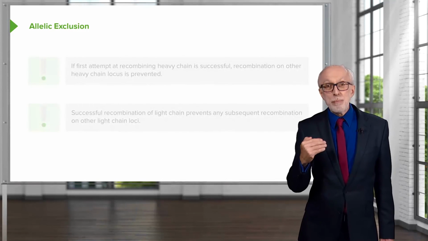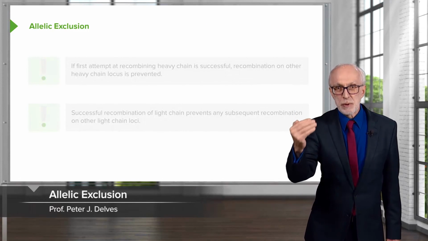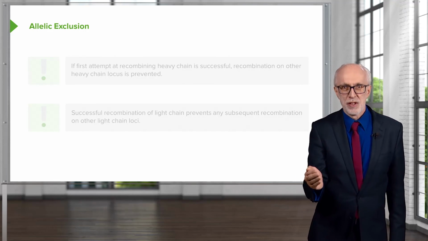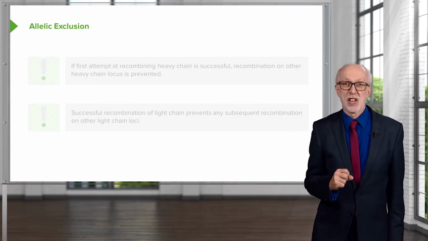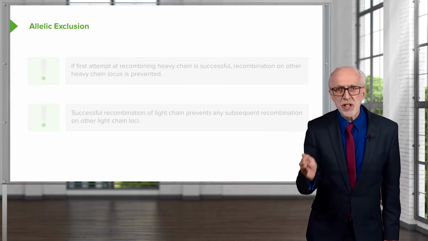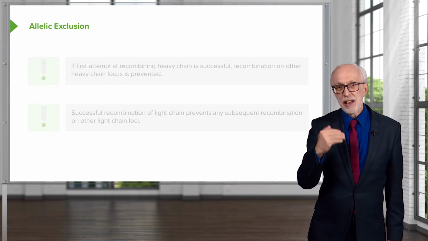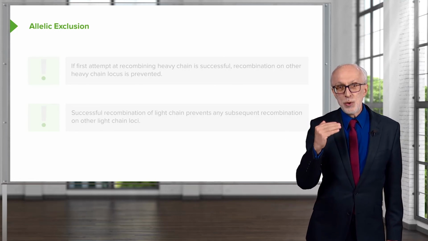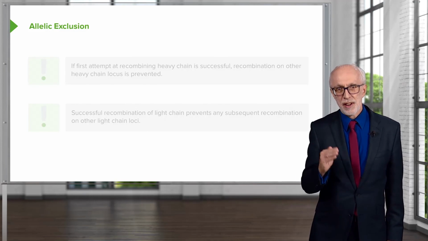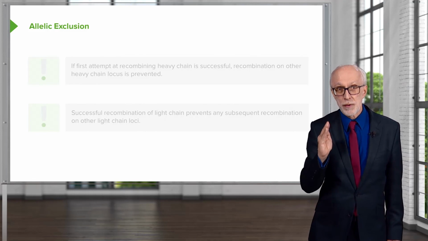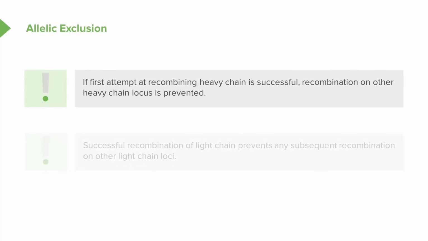It's important that B cells are specific for 1 single antigen. So for example, you'll have 1 B cell that's specific for Staphylococcus, another for Streptococcus, another for Candida, another for cytomegalovirus, and so on. And in order to ensure that the B cell is only specific for a single antigen, you need to just have 1 heavy chain sequence and 1 light chain sequence. That is ensured by a process that is referred to as allelic exclusion. The result of allelic exclusion is that if the first attempt at recombining the heavy chain is successful, recombination on the other chain is prevented.